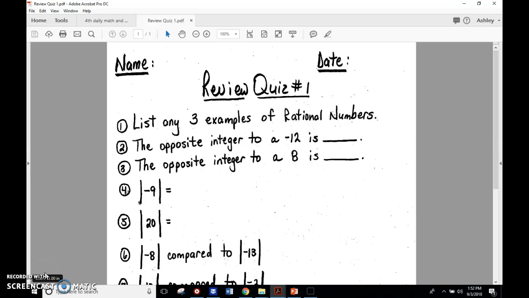Number 2, the opposite integer to negative 12 is what? Again, the opposite integer to negative 12 is what? Number 3, the opposite integer to 8 is what? Again, the opposite integer to 8 is what?